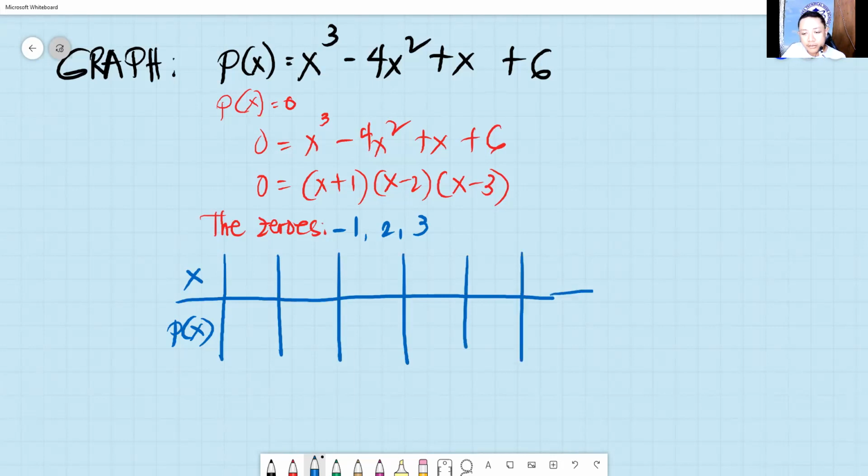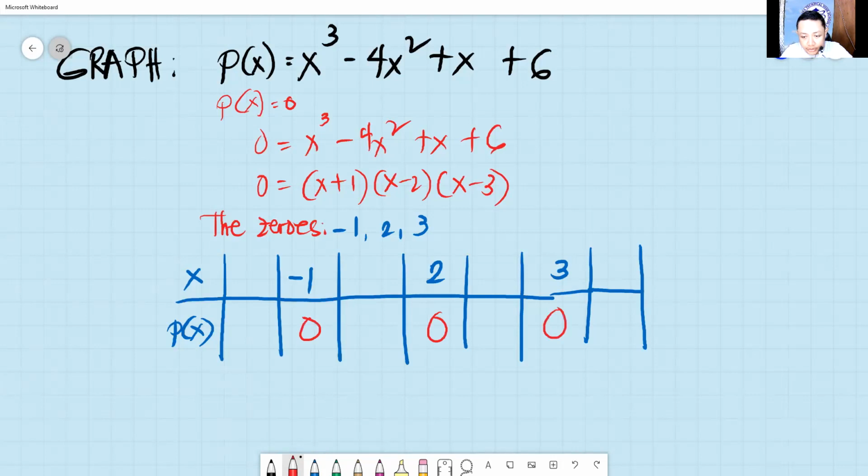Let's make a table of values. So, we have negative 1. Let it be here, negative 1. Put a space. And then 2, put a space. 3, and then add one more space here. Got it? There you go. And since these are zeros, automatically p of x is equal to 0. All of these values are equal to 0. 0, 0, 0. Can you follow? They are zeros.